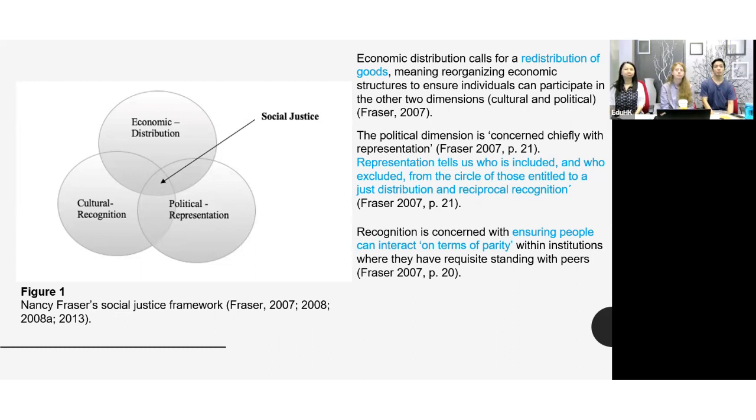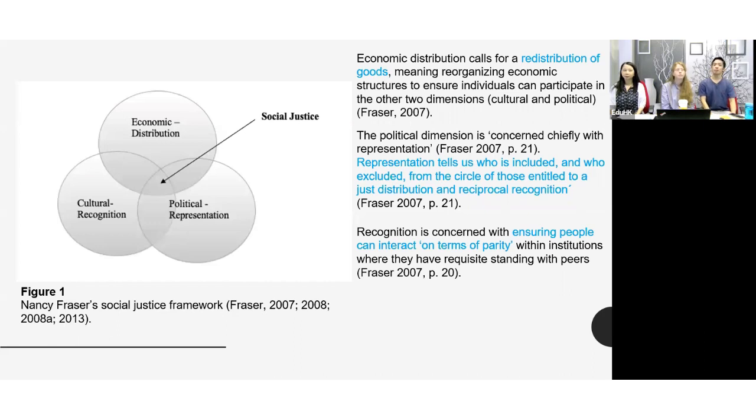The most general meaning of justice is parity of participation. Justice requires social arrangements that permit all to participate as peers in social life. When the three dimensions act together, Fraser argues social justice can be achieved. First, the economic distribution. It calls for redistribution of goods, meaning reconfiguring the economic structure to ensure individuals can participate in the other two dimensions.